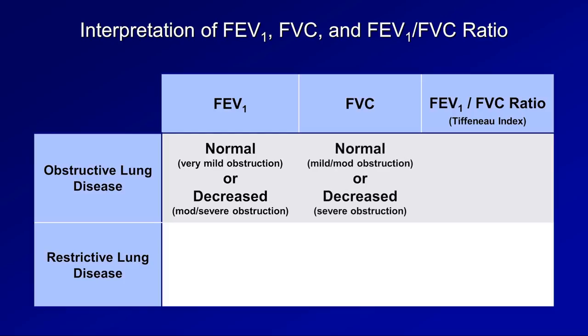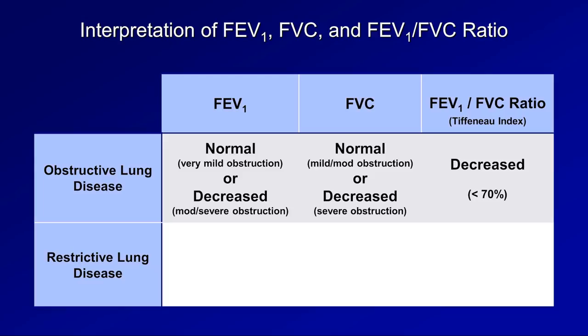The FVC will be normal in mild or moderate obstruction. However, for a variety of reasons related to lung mechanics, the FVC will decrease with more severe degrees of obstruction. As a very consistent rule, in obstructive lung disease, the FEV1 will decrease to a greater degree than the FVC. Therefore, the ratio of the two will decrease below the normal value of 70%. This ratio is rarely referred to as the Tiffeneau index.